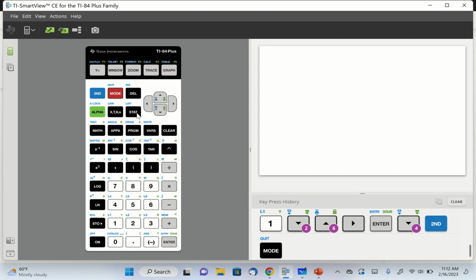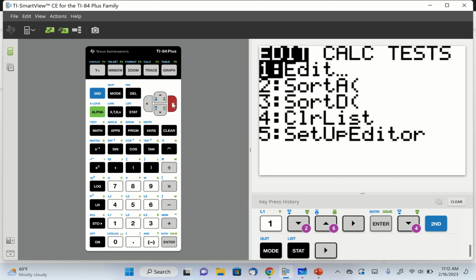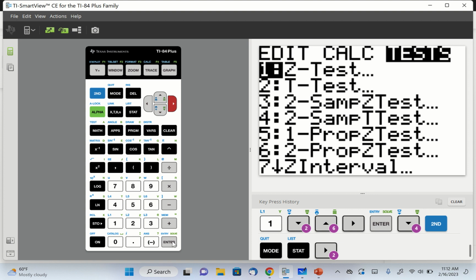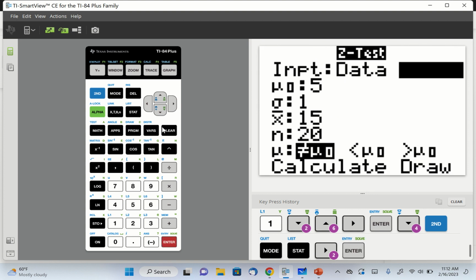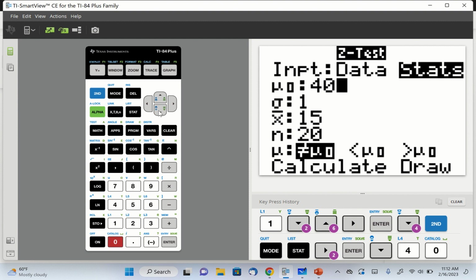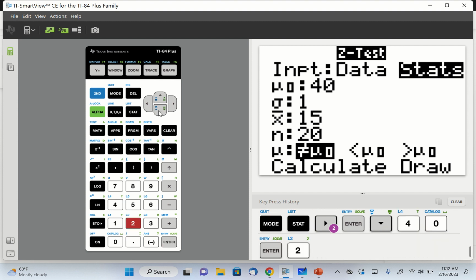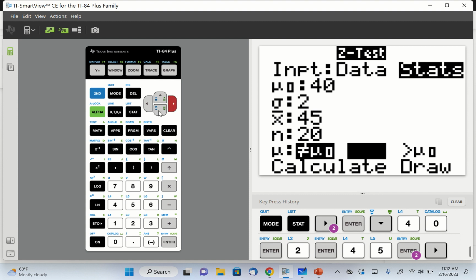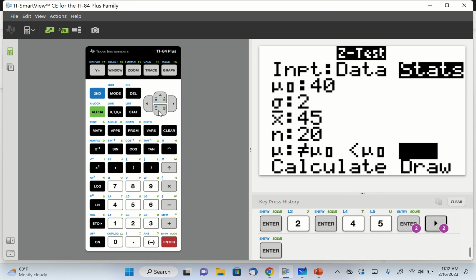So we go to our calculator, Stat, go to Tests, option 1. Since population standard deviation is given, we can use the z-test, and stats are given. So we leave it on stats and come down and enter all the information. So the population mean was 40. Population standard deviation was 2. Sample mean was 45. Sample size was 20. And the direction is based on the alternative. So the alternative stated that it's greater than. So go to the greater than symbol, hit enter.